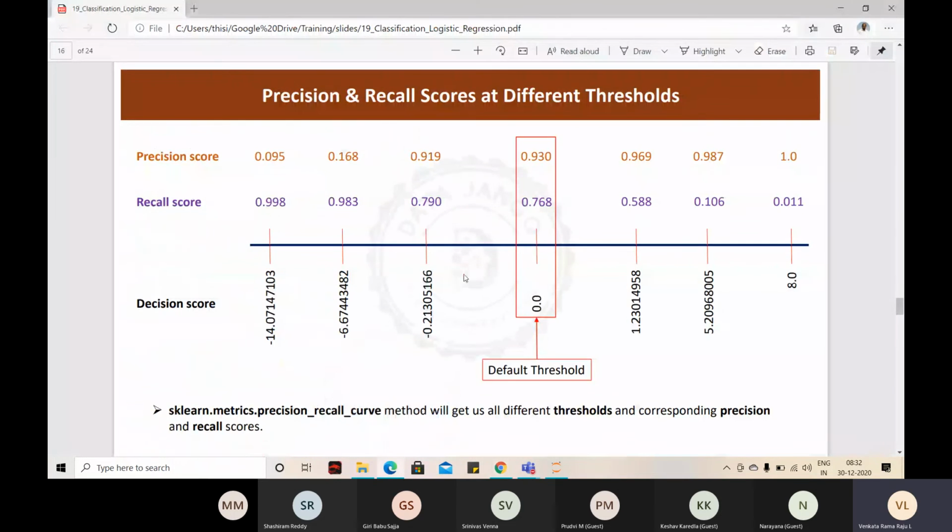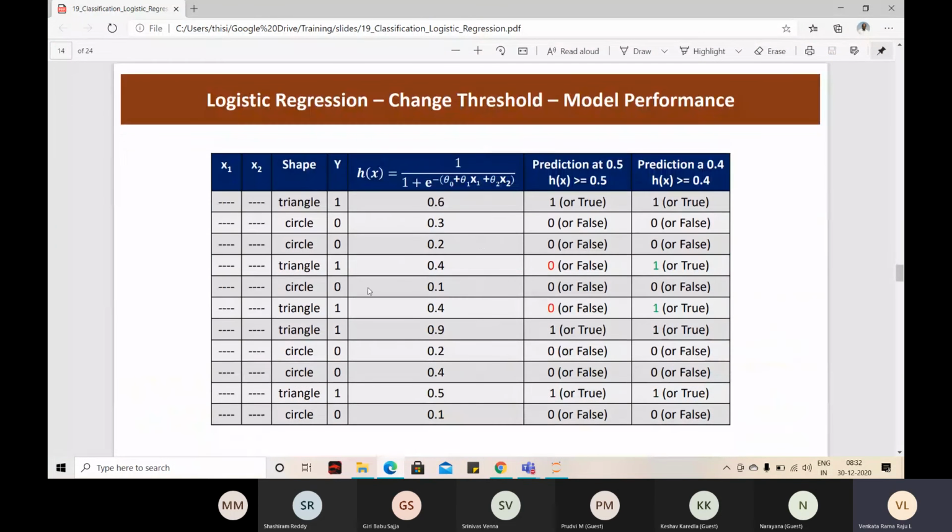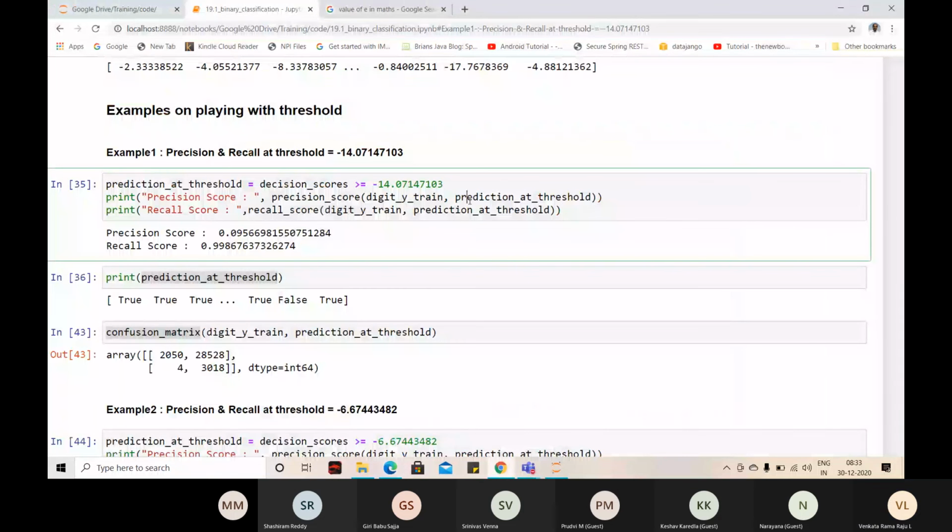Yes, no? So whatever I did on this particular sample data set, I did it on our data set. Instead of taking probability, I have taken decision score. Got it?